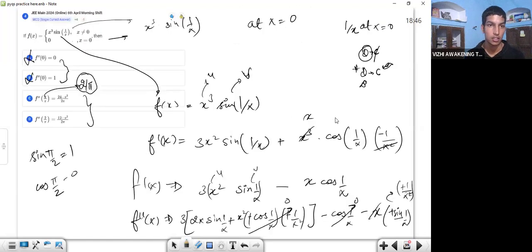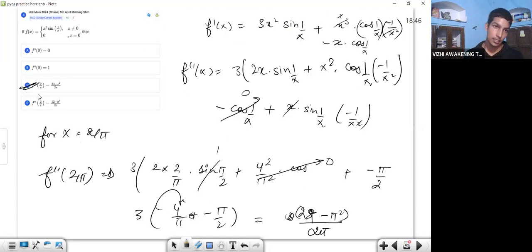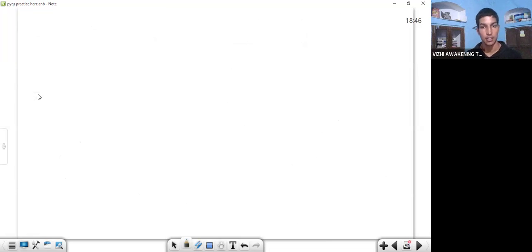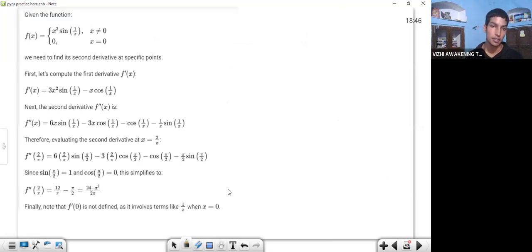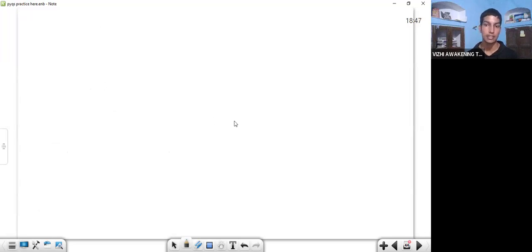Let's match our answer. The option which is number C is the correct option. Let's verify our answer. Yes, it is correct, as per this also. Finally, note that the value at 0 is not defined, as it involves terms like 1 by x at x equals 0. Okay, so this is about all the questions that are there in this chapter.